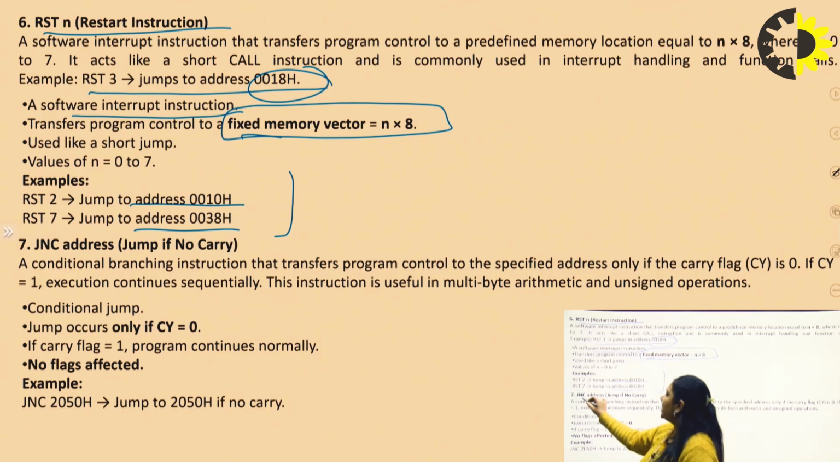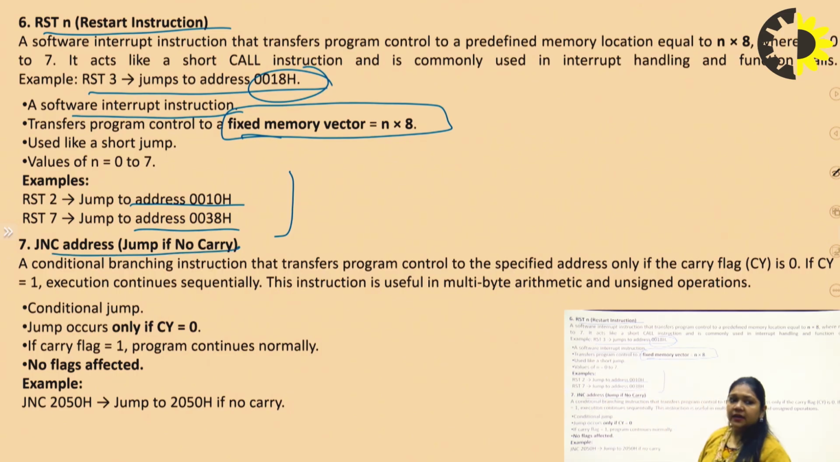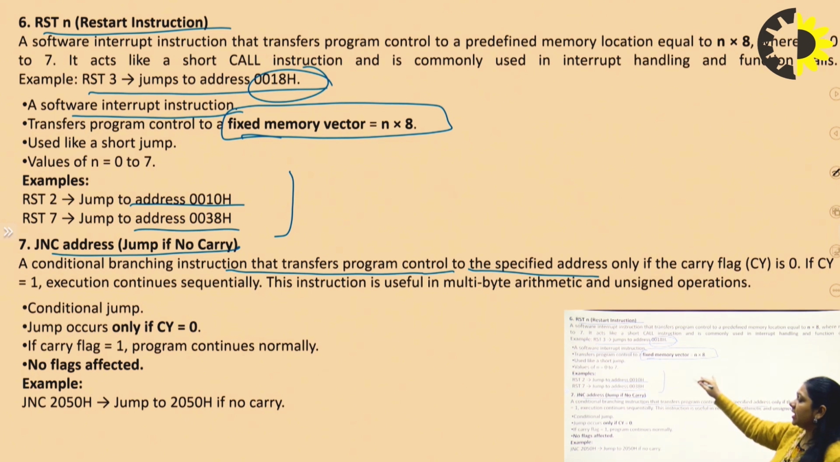Next is JNC, which is jump if no carry. This is a kind of branch instruction, and we can say a conditional branch instruction, an instruction on which some condition is applied. Here we can say jump if no carry. It will transfer the program control to that specific address which is given in the instruction only when the condition is satisfied. And what is the condition here? Jump if no carry.